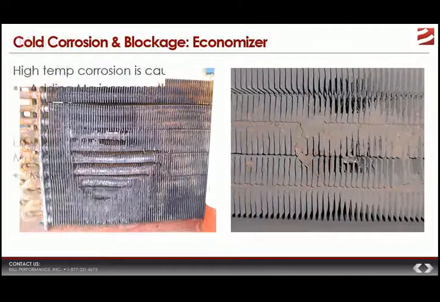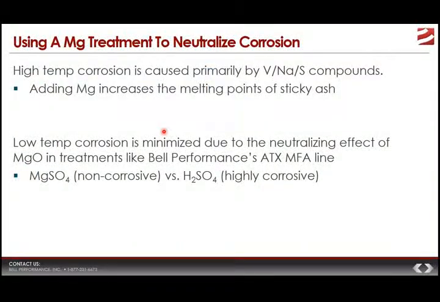So the solution to this is to use the magnesium treatments we talked about before. If you add magnesium, remember, it's going to increase the melting points of the otherwise sticky deposits, which is going to fundamentally change their properties. But on the low temperature side, it helps minimize the formation of sulfuric acid. Remember, we said that it neutralized corrosion. It combined with SO3 to form magnesium sulfate, which is innocuous and non-corrosive, and you want this, you do not want that.